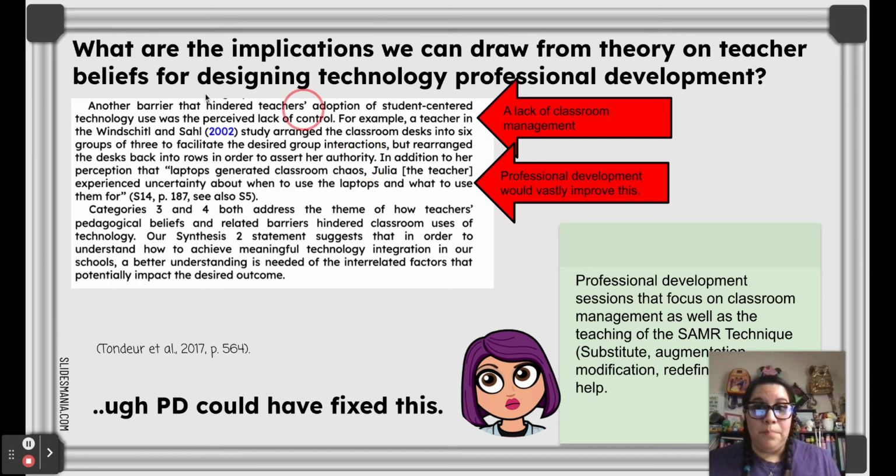be asserting her authority. And again, at the top, this sentence, another barrier that hindered teachers' adoption of student-centered technology was the perceived lack of control. And again, that's a lack of classroom management.